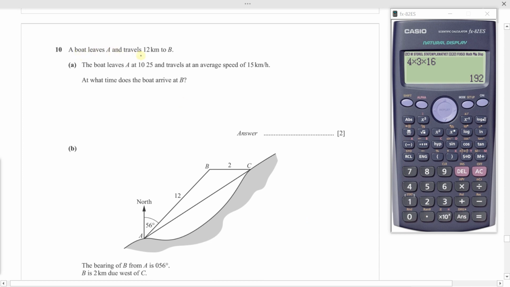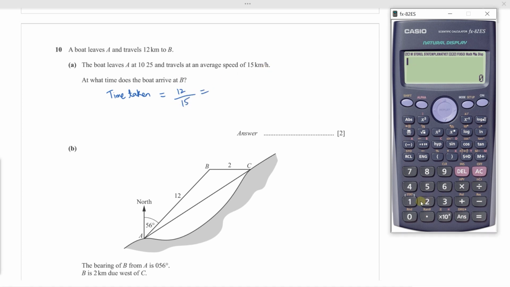Question number 10 is, a boat leaves A and travels 12 kilometers to B. The boat leaves at 10:25, speed is 15 kilometers per hour. What time does the boat arrive at B? So first we need to find the time taken. So time taken will be equal to the distance, which is 12, divided by speed, which is 15. That is 0.8 hours.